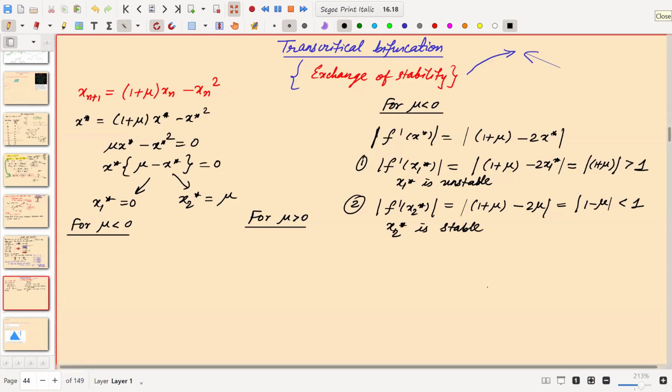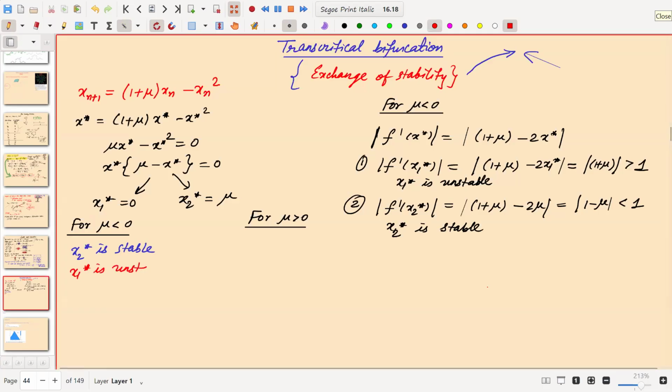Okay, so what we got here, can we write it? So for mu less than 0, x2 star is stable and x1 star is unstable. So I am writing the red as unstable, blue as stable, right? Now can we do the same thing for mu greater than 0? Now for mu greater than 0, the same derivative won't change. The derivative will still be 1 plus mu minus 2x star.